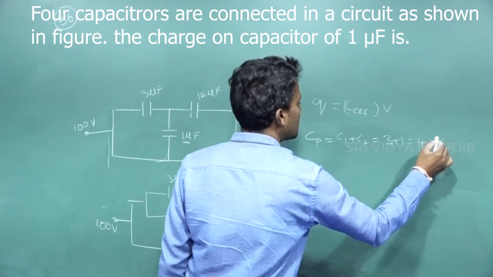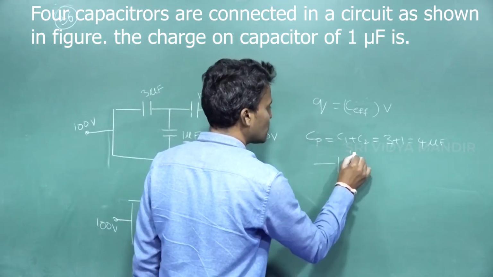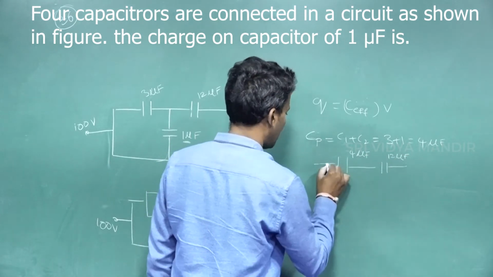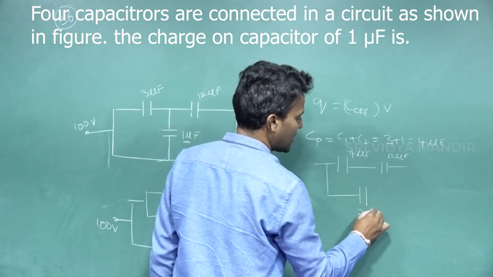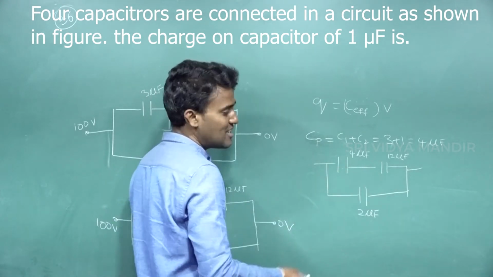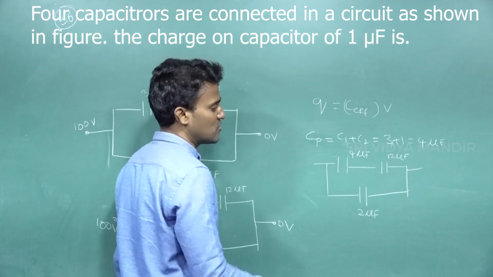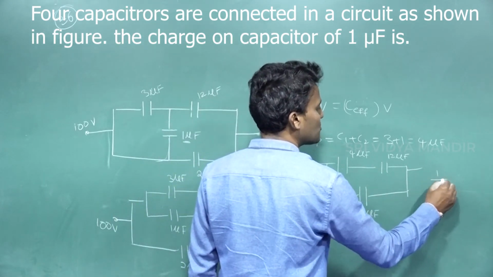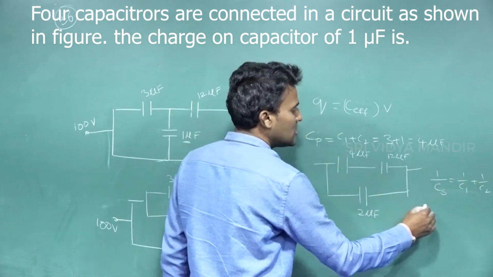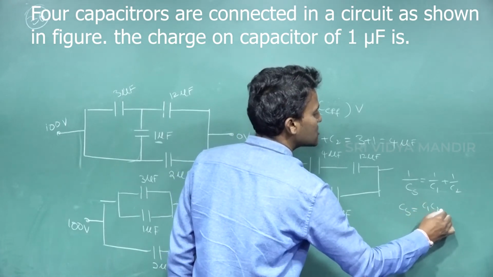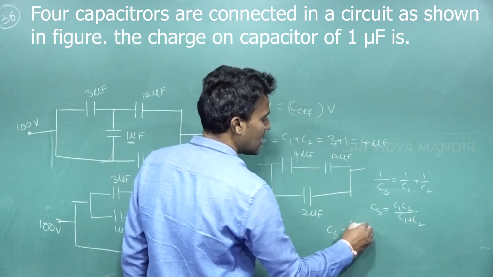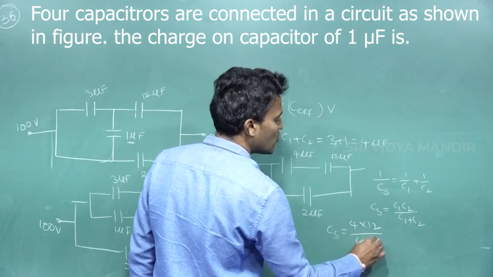Now the new diagram appears like this: 4 microfarad, 12 microfarad, and then 2 microfarad. These two are connected in series combination, and the resultant is in parallel with the other one. First, for these two in series: 1 by Cs is equal to 1 by C1 plus 1 by C2, so Cs is equal to C1 C2 divided by C1 plus C2. Cs is equal to 4 times 12 divided by 4 plus 12.